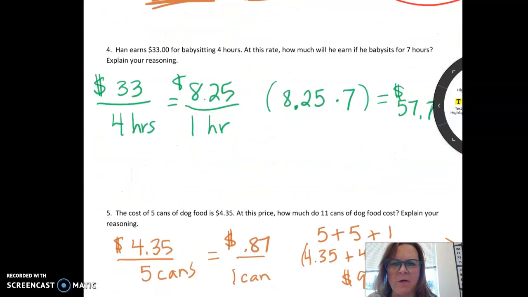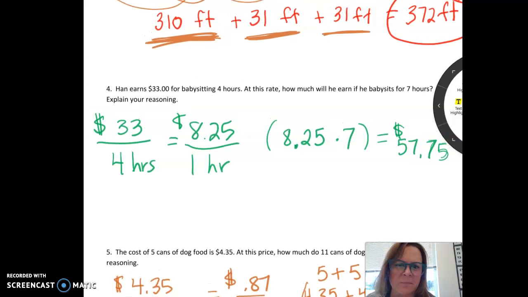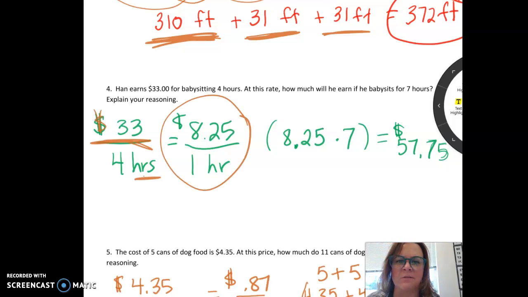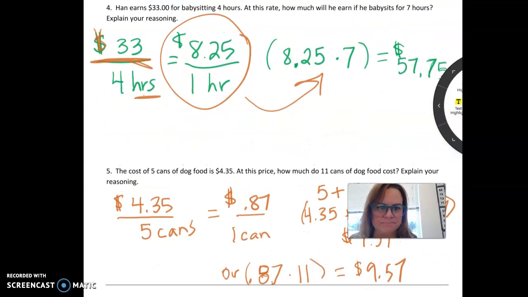Han earns $33 for babysitting for 4 hours. At this rate, how much will he earn if he babysits for 7 hours? So I want to know dollars per hour. So I'm doing the dollars divided by the hours. And I got $8.25 per hour. So then I just multiplied that by 7 and got $57.75.